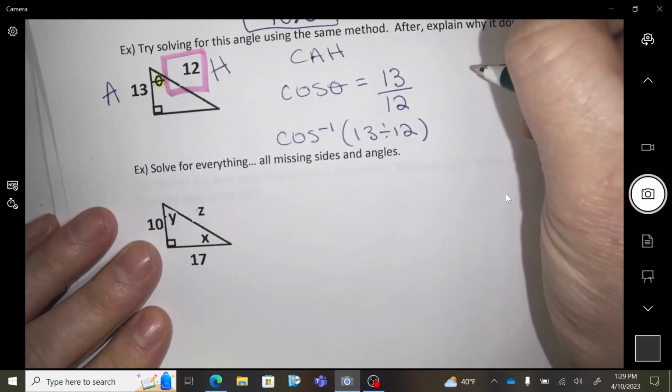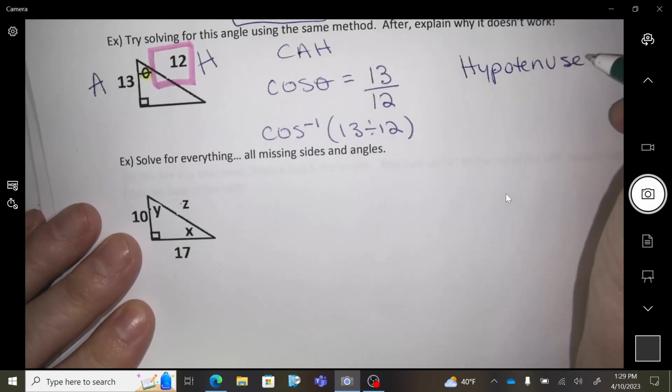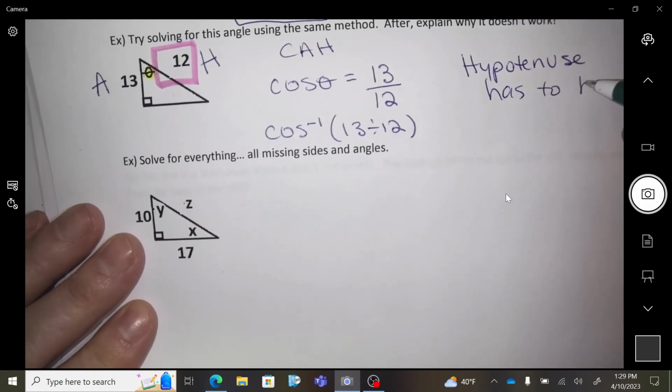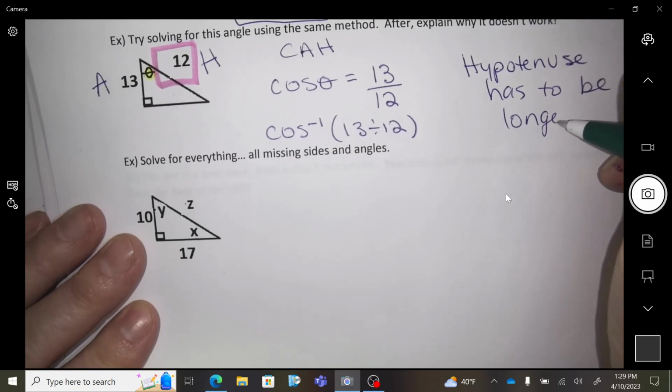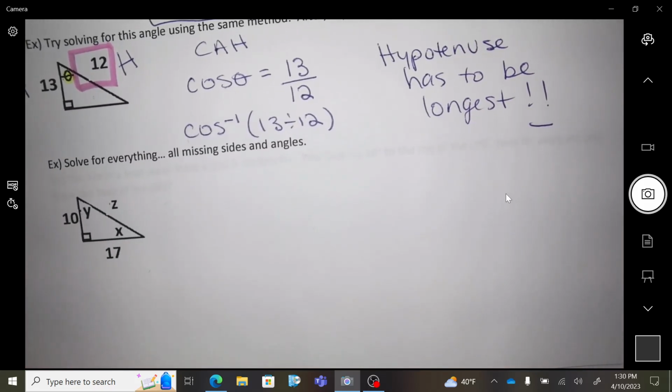Okay, so the hypotenuse has to be the longest. That's why it was not working for us.